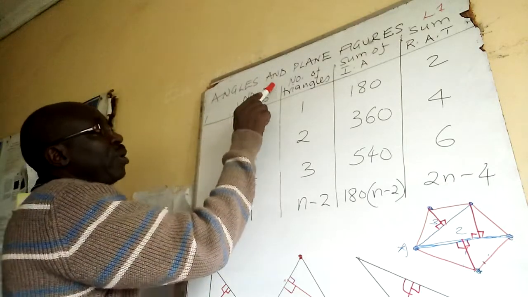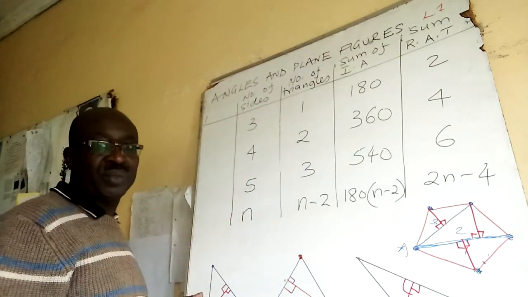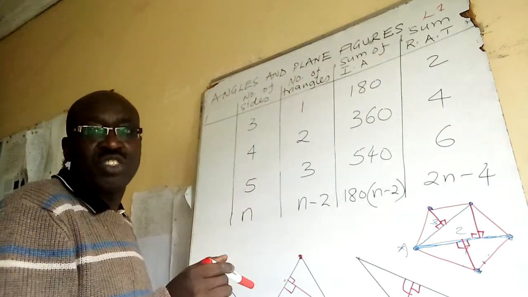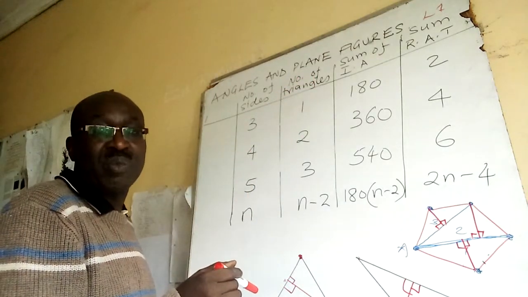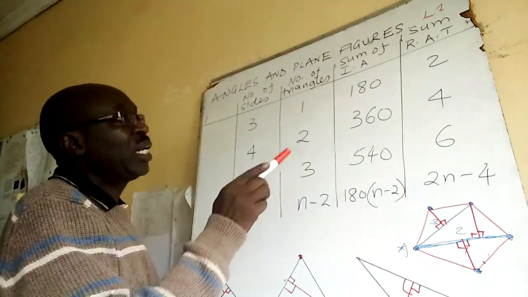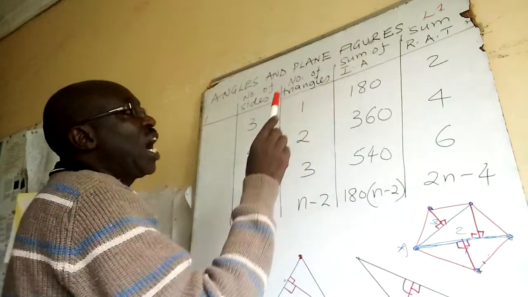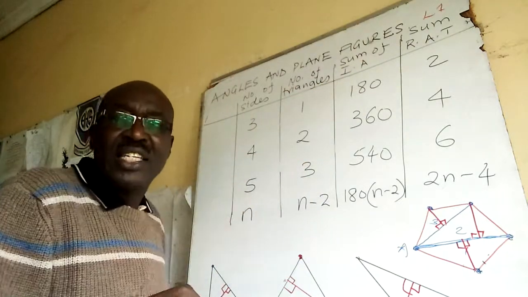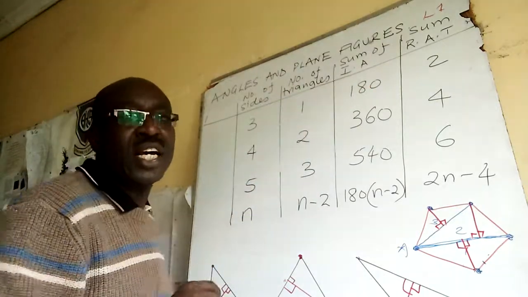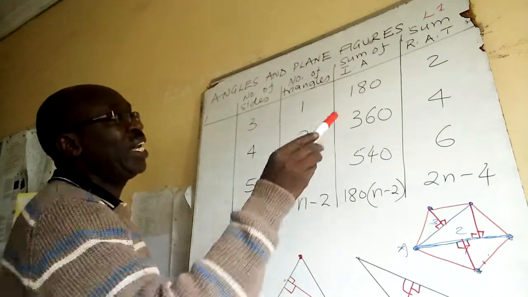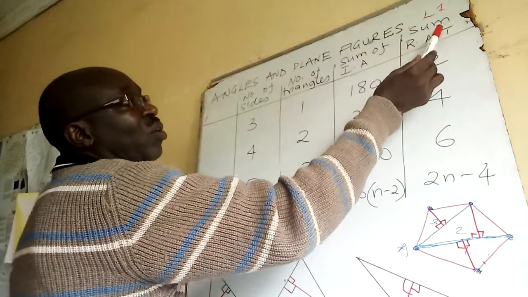Here, number of sides, a triangle has 3 sides. Number of triangles I was able to form, it was only 1, the original. Now, sum of interior angles. Inside that triangle, the sum expected is 180. 180. Okay? Then sum of right angle triangle.